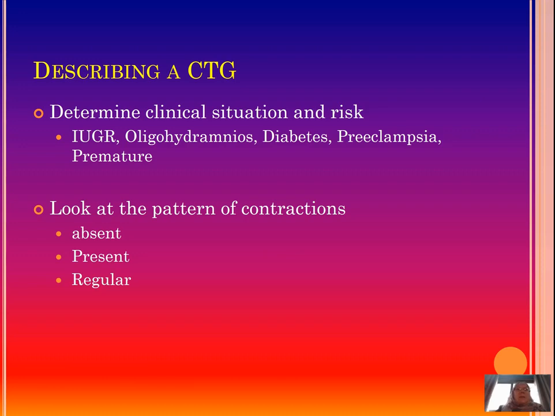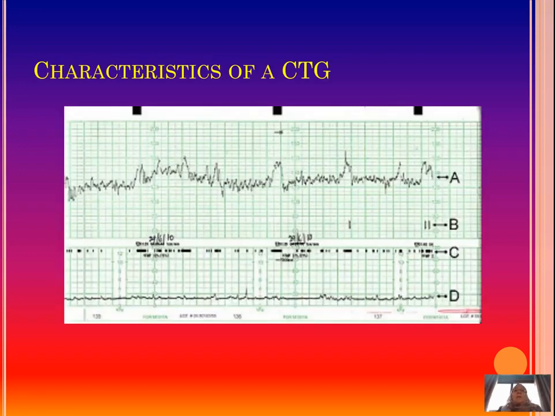Secondly, you look at the pattern of the contractions. Are they absent? Are they present? Are they regular, irregular? And we already said that. So if you look at this CTG, you can see some letters at the right side, A, B, C, and D. Just write down what A, B, C, and D represent on this CTG. I give you just a quarter of a minute to write these four down, what they represent.